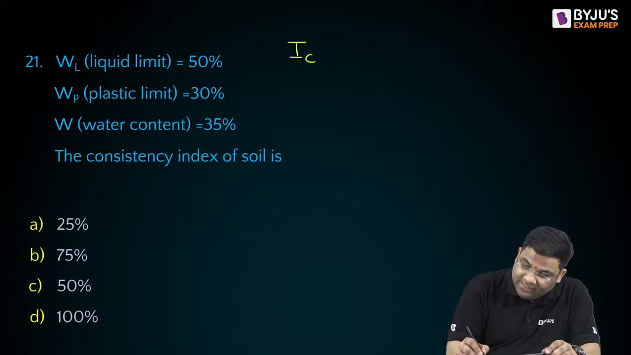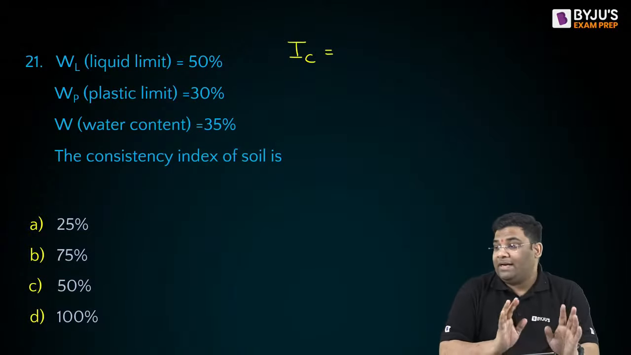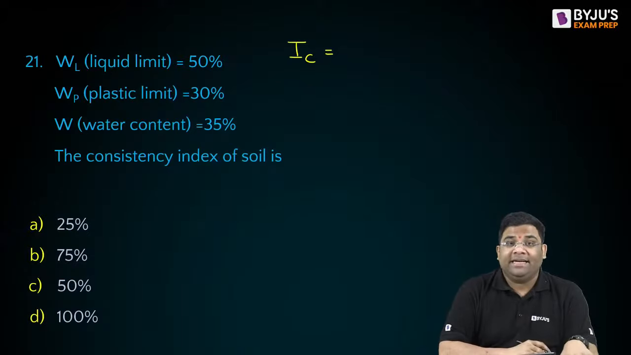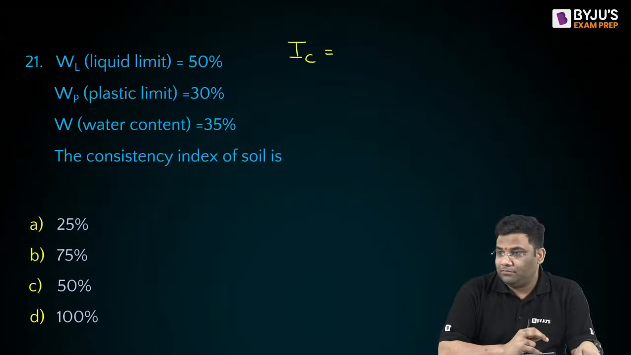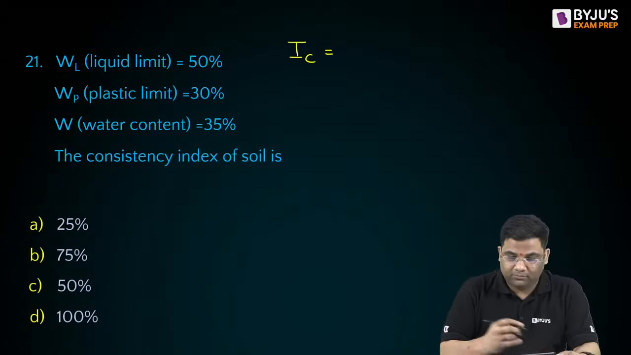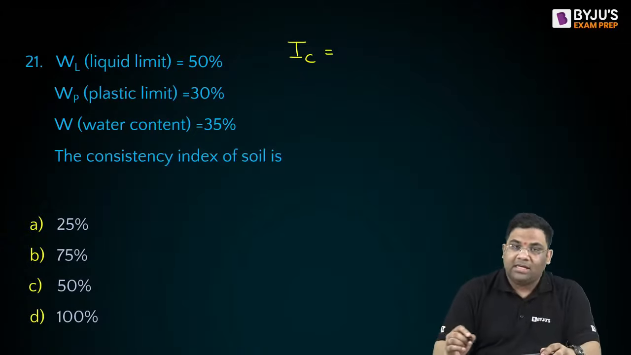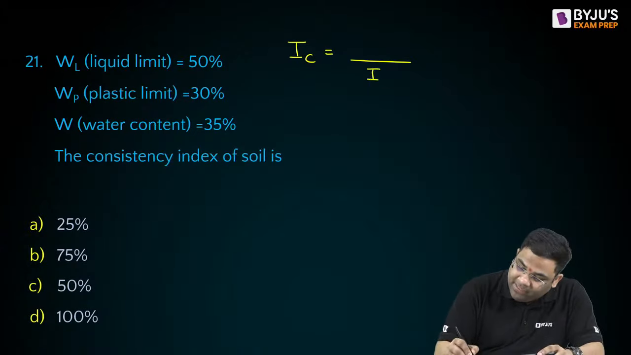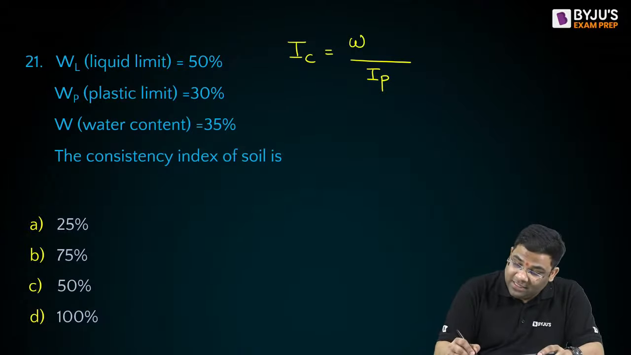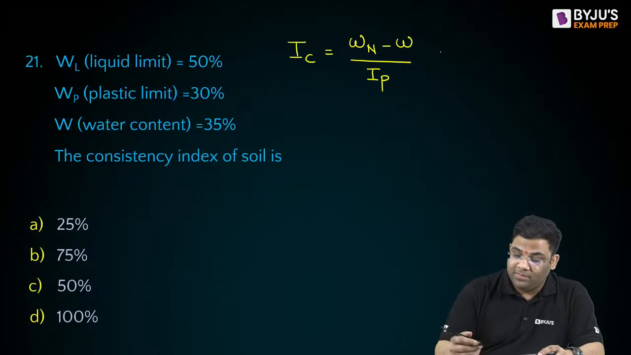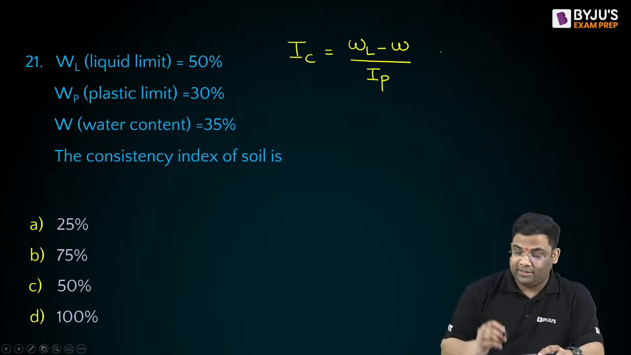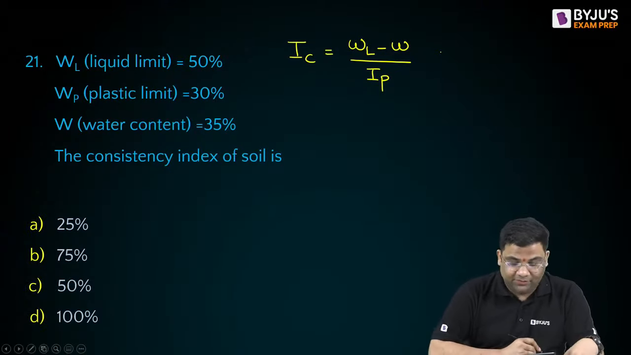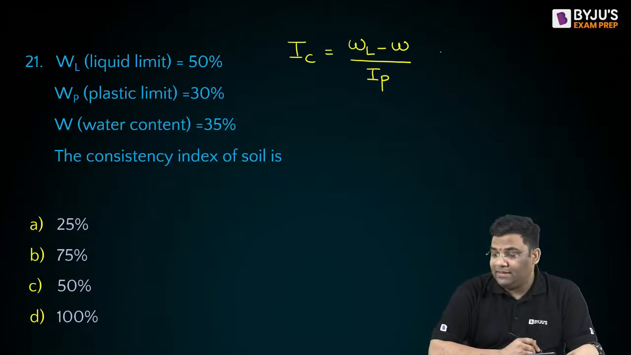Consistency index. Liquid limit is given. Plastic limit is given. Water content is given. They've asked you the consistency index. Please find out the answer. Consistency index: the denominator will be IP. The numerator is liquid limit minus the natural water content. So please find out this answer. What is the correct answer for this? Okay, B. Very good.